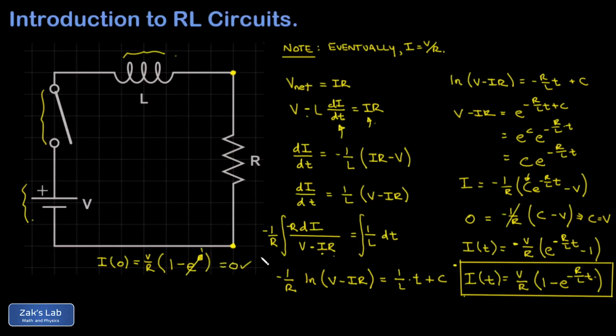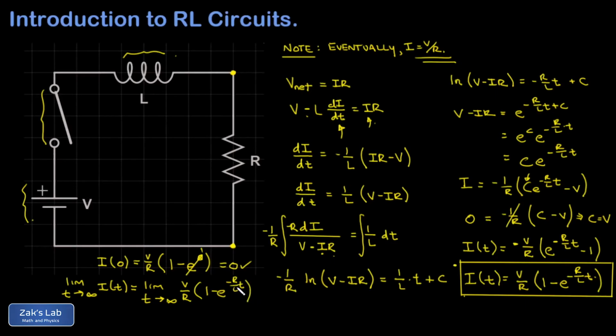So that checks out. The other thing I want to check is that the large time limit of our current function gives us the maximum current that we're expecting, which was V over R. So does it work? I take the limit as t goes to infinity of V over R times the quantity 1 minus e to the negative R over L times t.